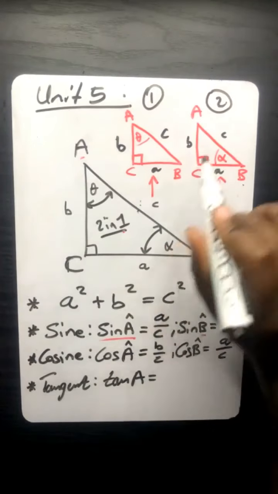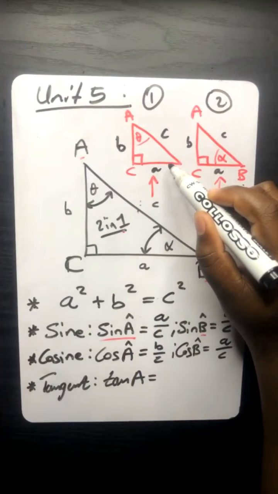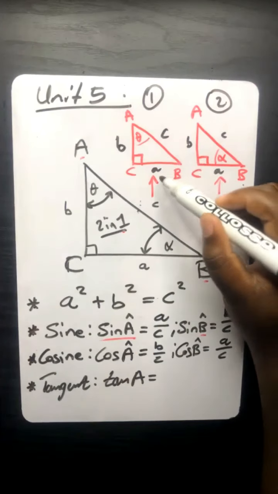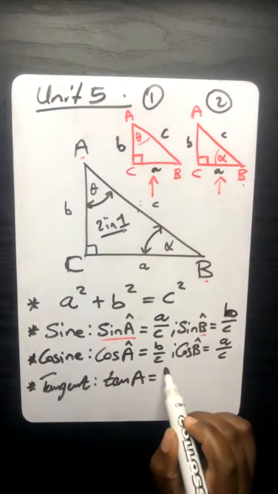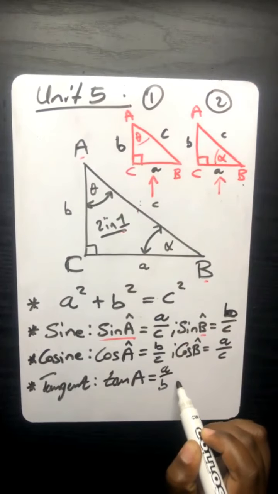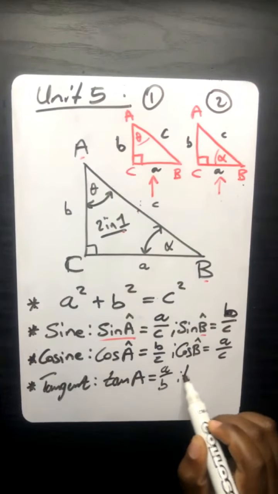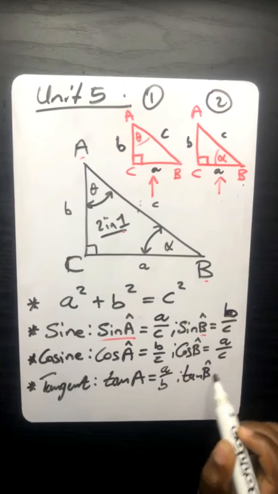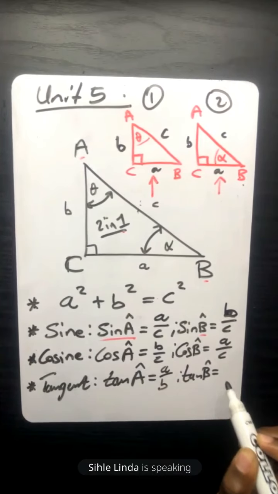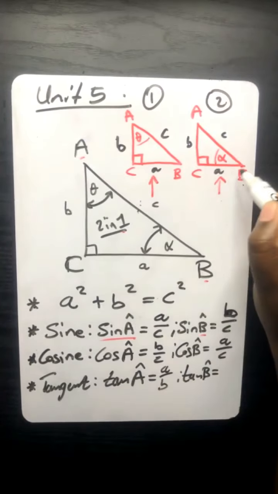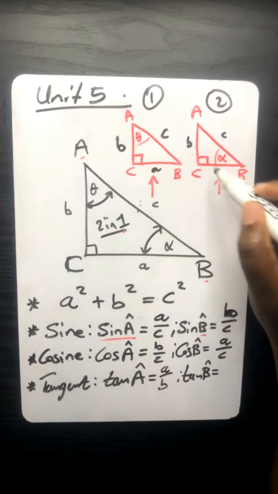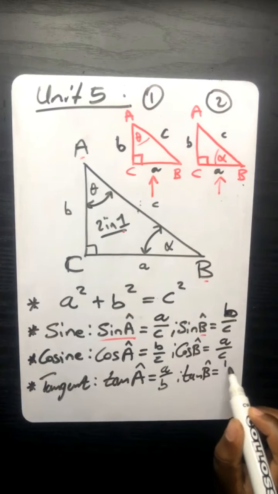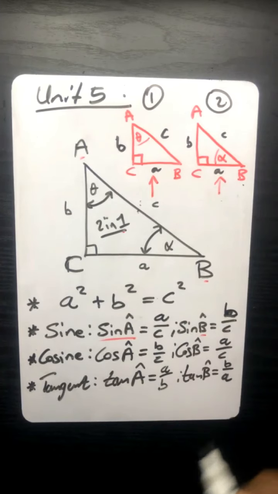So let's see, in terms of tan, what are we having? We have opposite. Opposite is A over adjacent, which is B. So is it A over B? Do you guys agree with me on that one? Yes, sir. So we are having tan opposite is B over A.